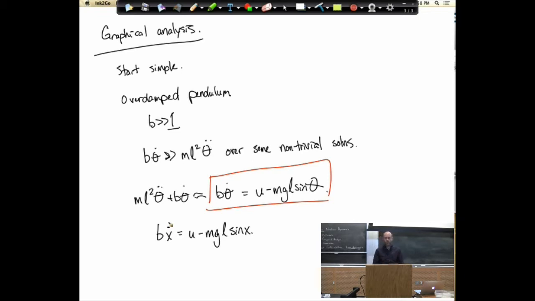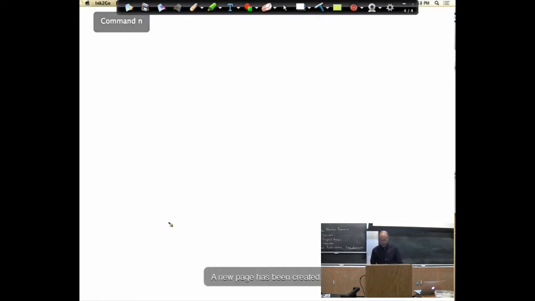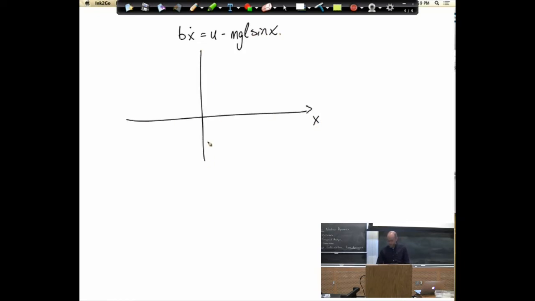My claim is that we're going to be able to, in a GIF, instantly with a simple picture, understand everything there is to understand about that differential equation, the long-term behavior, not the time behavior, because that's still potentially hard. But that differential equation we can understand with a picture. So how are we going to understand that with a picture? Let's draw it. So B x dot was U, negative MGL sine x. Let's just make a plot. We'll plot x versus x dot.